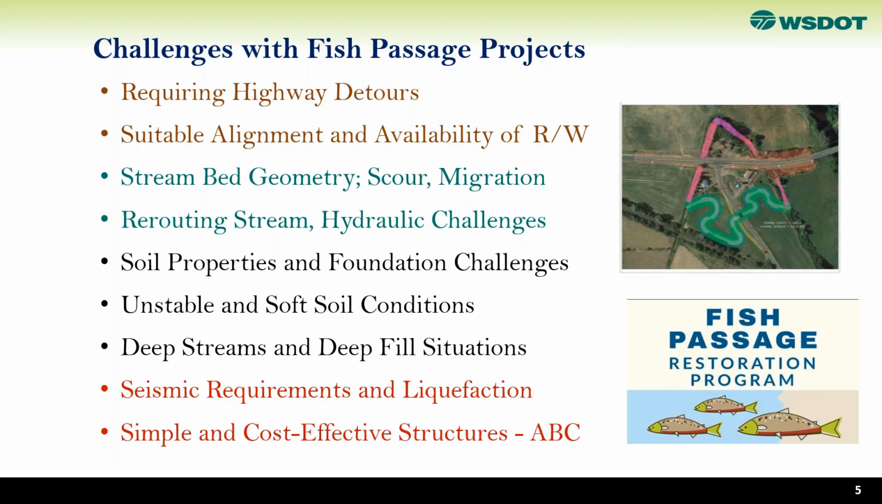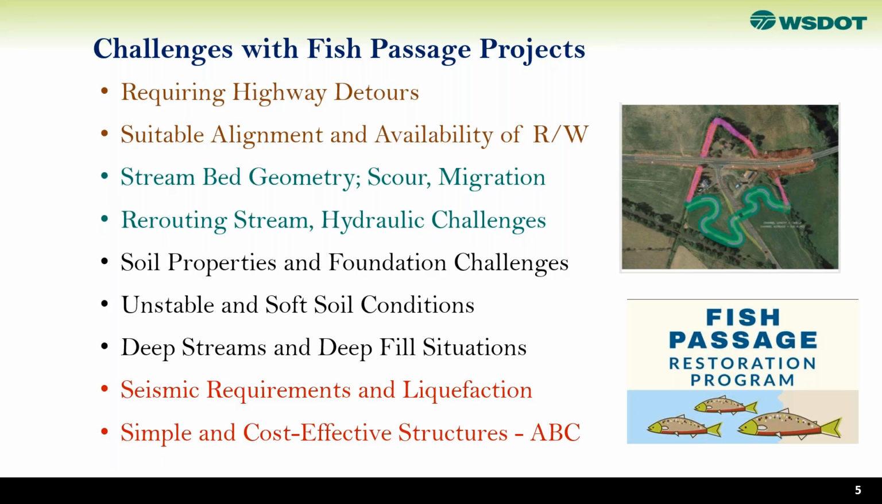So these are challenging projects. A lot of times we're looking at highway detours to be able to build these projects. A lot of involvement in trying to get right of way to complete the construction. And then we get into a challenge of stream bed geometry, scour, and migration of the stream. We have to look at oftentimes rerouting the stream due to hydraulic challenges. And a lot of these are built on poor soils. So the places where we had a 4-foot diameter culvert pipe worked great in the past, but to go to a larger structure, we oftentimes get into deep foundations and a lot of extra expense to make sure we're supporting the structure adequately. We deal with unstable soft soil conditions.